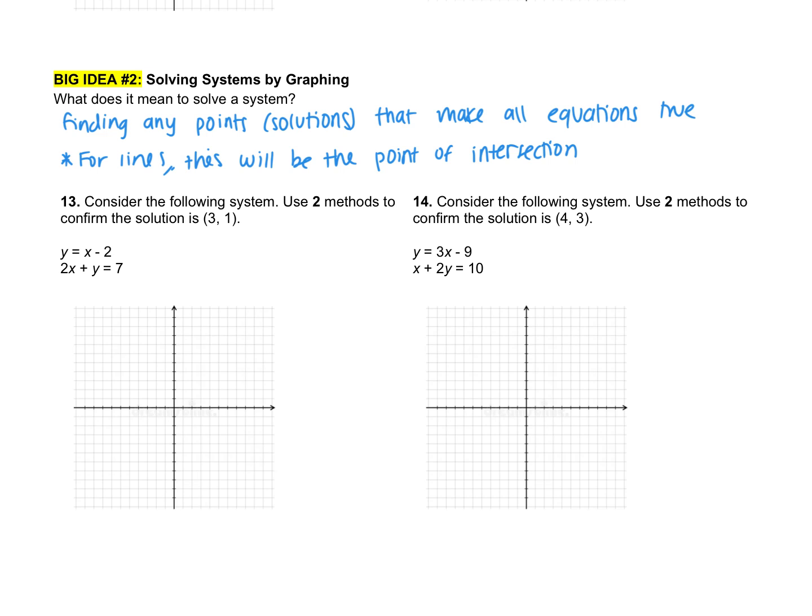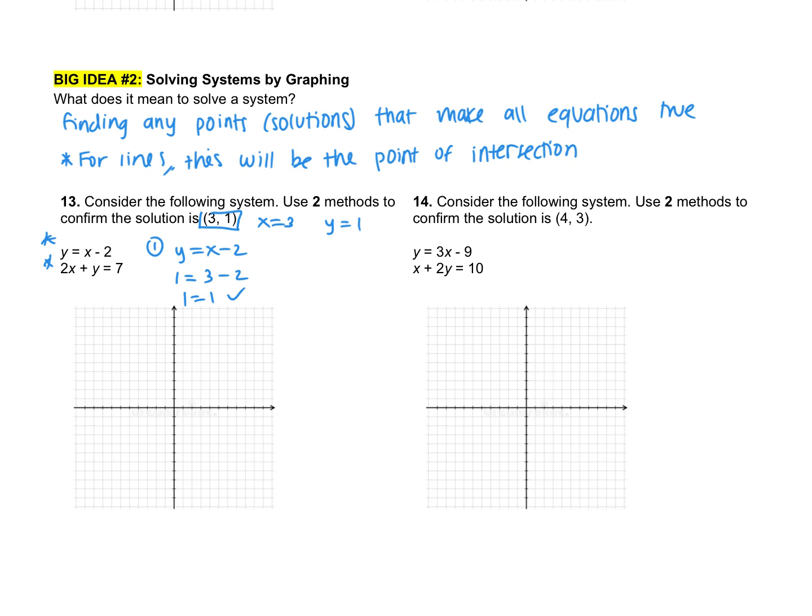Okay, so we are going to do examples 13 and 14. So in example 13, it says, consider the system. Use two methods to confirm that the solution is 3, 1. Okay, so this point has to make both equations true. So for our first method, we're just going to plug it in and show that it makes the equations true. So our x value is 3 and our y value is 1. So in the top equation, y equals x minus 2. I plug in y is 1, x is 3. So I get 1 equals 1. So what I've shown so far is the point 3, 1 is in fact on the top line. It does make the top line true.